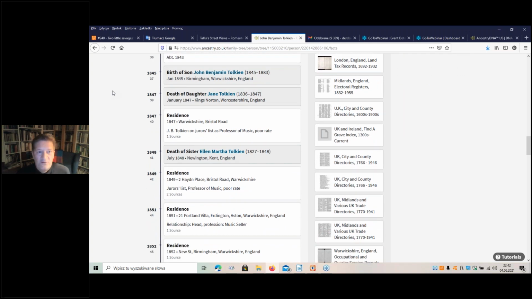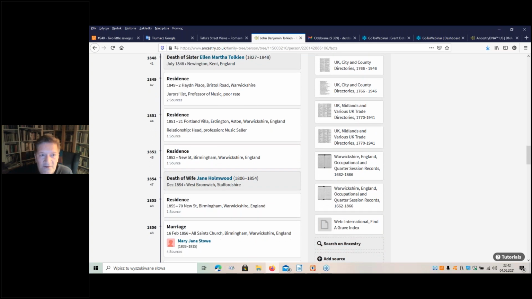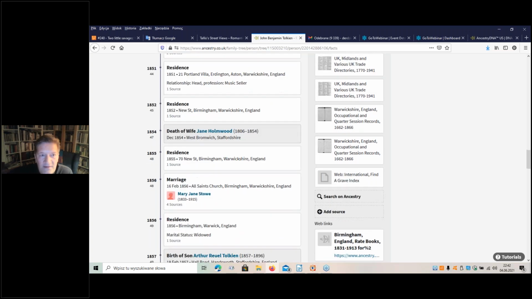They had a few residences there. For example, I found them in Warwickshire, Bristol Road, then Hayden Place, Bristol Road, Warwickshire, and then 21 Portland Villa, Erdington, Aston, Warwickshire, and the final residence, when the firm of John Benjamin Tolkien was known and enlisted in the address books, was 70 New Street in Birmingham.